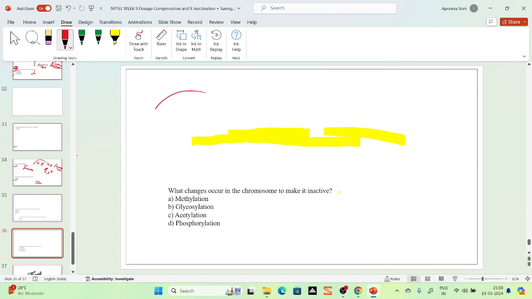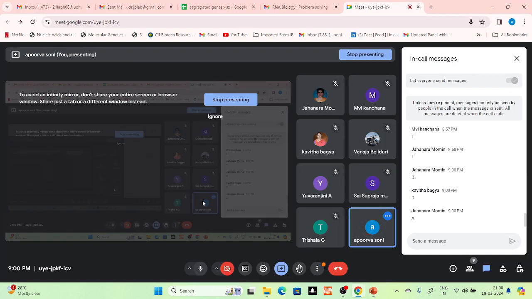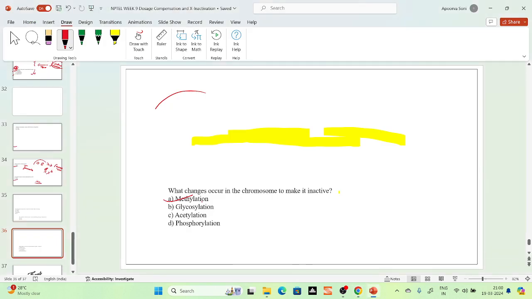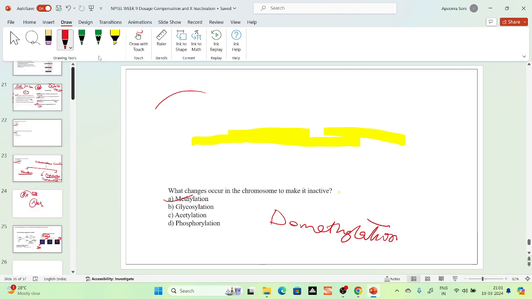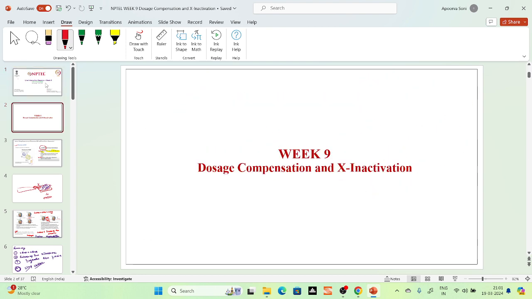Methylation, glycosylation, acetylation, phosphorylation. What change makes it inactive? Methylation. Methylation? Correct. Others? I think everybody knows by now. Methylation, inactive. Acetylation, active. Deacetylation, inactive. Demethylation, active. Correct. So now, very quickly in one minute, we'll summarize and remind ourselves what we have studied.